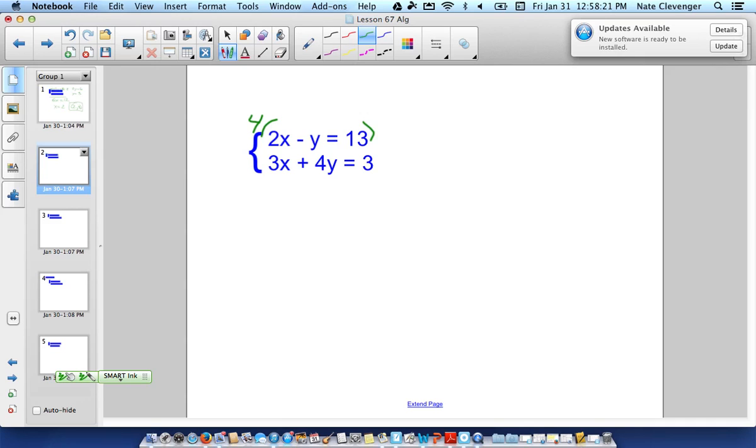Okay? So I'm going to rewrite this first one as 8x minus 4y equals 52. Okay? So I've just multiplied each of the terms by 4. And you do have to include the constant at the end.